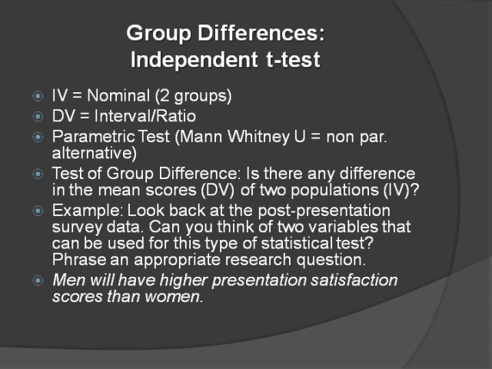All right, you should have had time now to pause and think through two variables that might meet the requirements for the independent t-test. An example that I give is the relationship between gender and presentation satisfaction. The hypothesis that I would develop would be that men will have higher presentation satisfaction scores than women. It might not be true, but it's a hypothesis, and it's directional. And it uses all of the appropriate variables for the independent t-test.